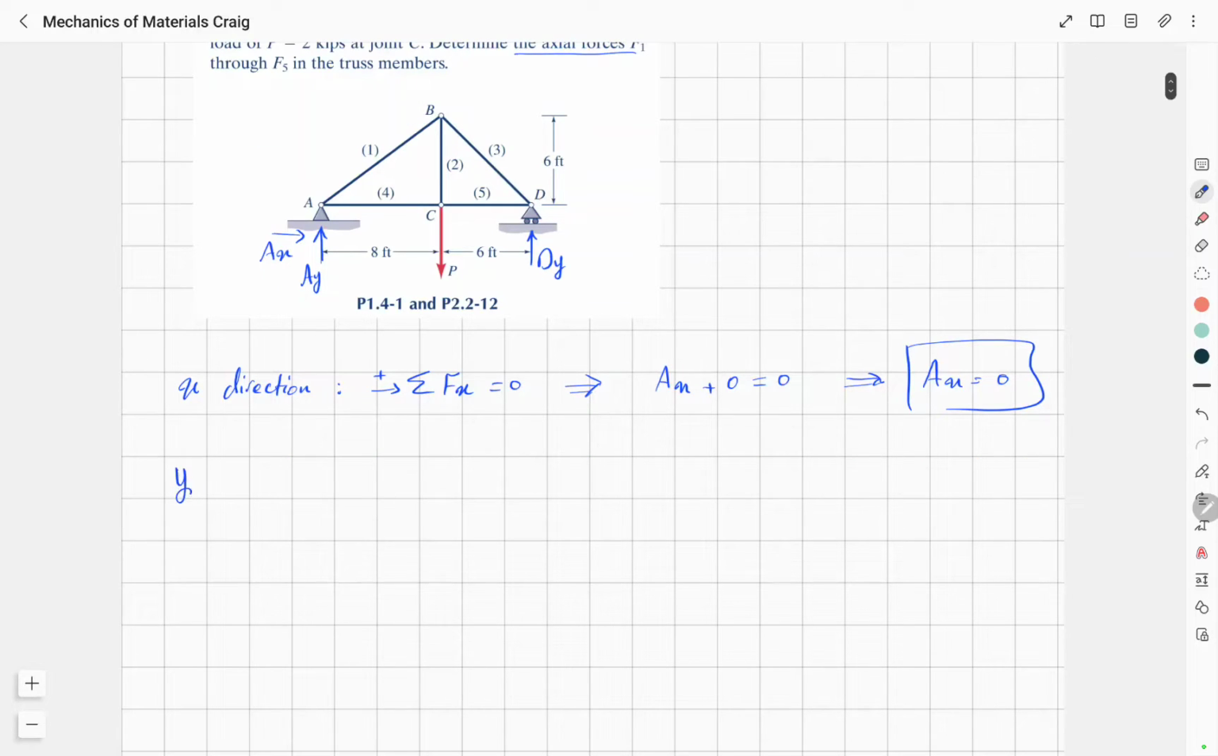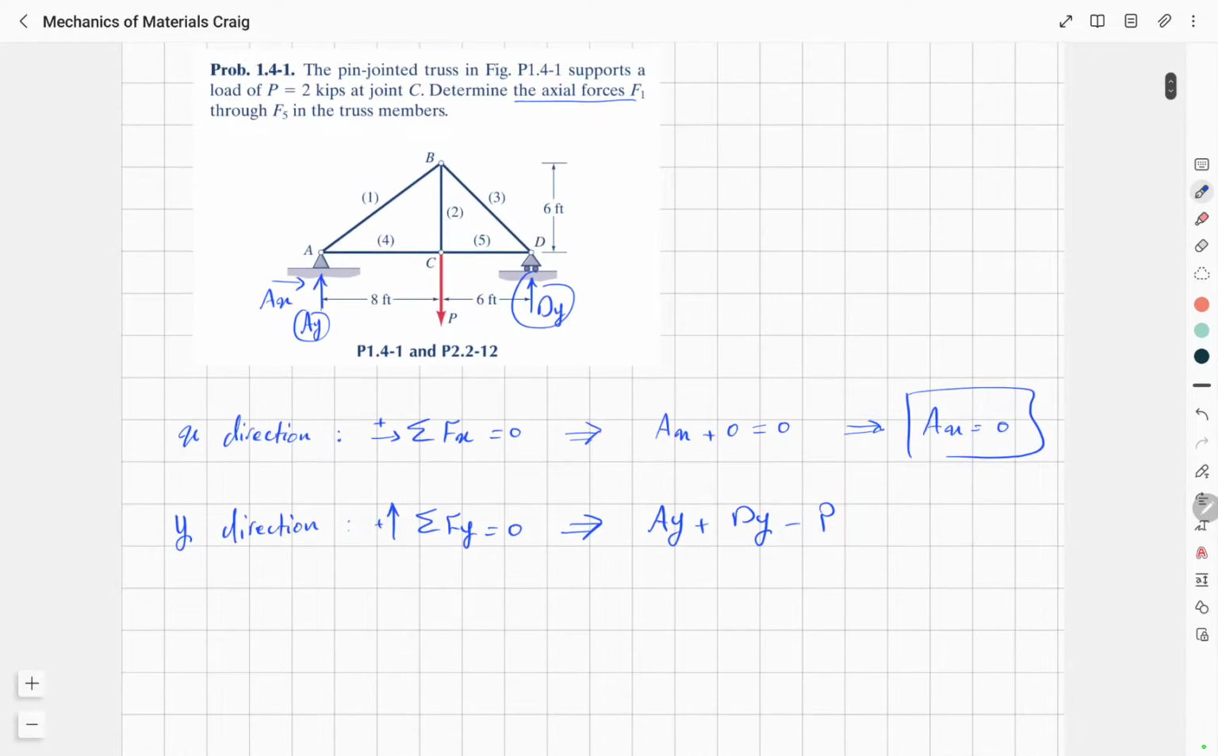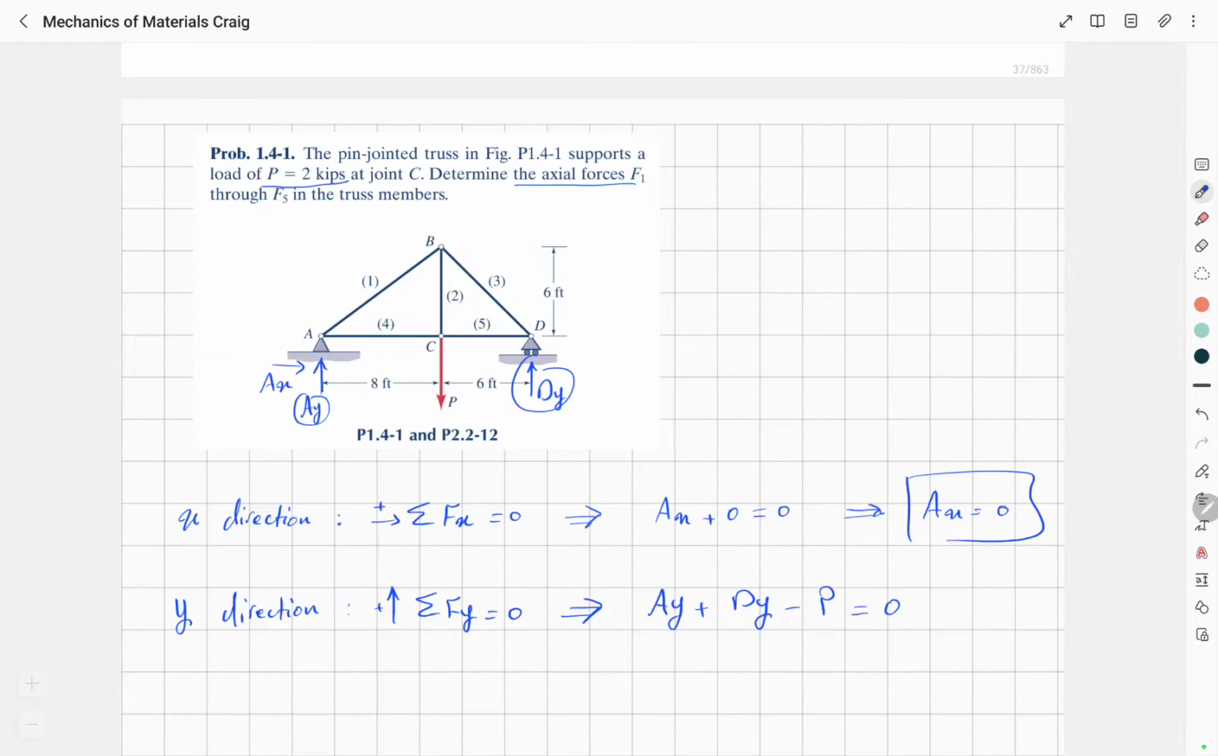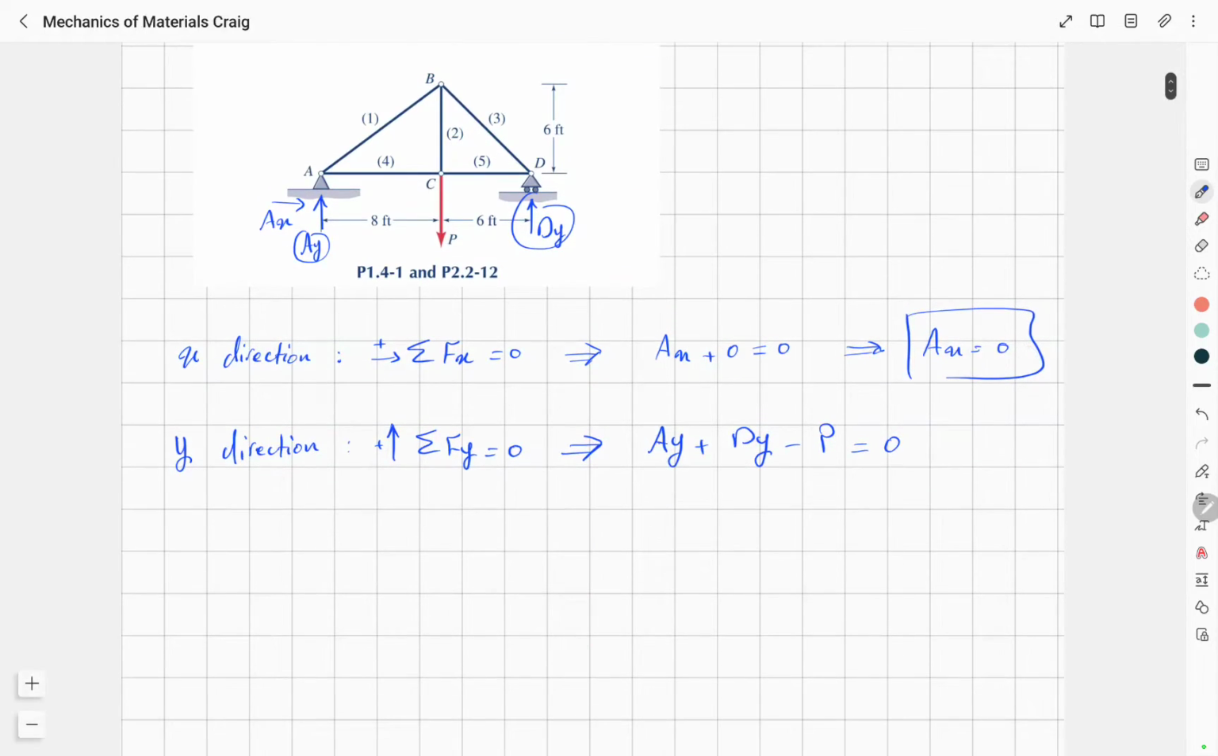And we can do the same in the y direction. We have AY, which is here, plus DY minus P is equal to 0. We know that P is equal to 2 kilopounds, so we can write AY plus DY is equal to 2 kips.